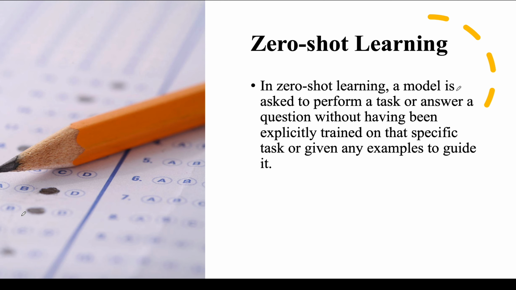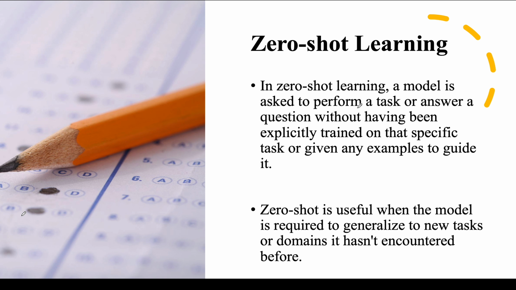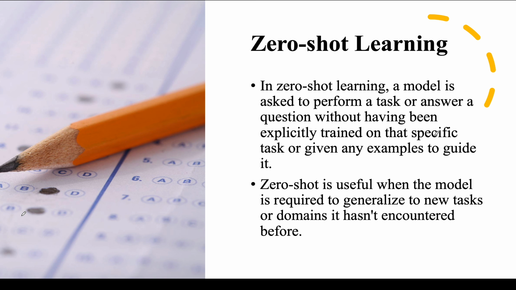In zero-shot learning, we ask the model to perform a task or answer a question without having been explicitly trained on that specific task or given any examples to guide it. Zero-shot is useful when the model is required to generalize to new tasks or domains it has not encountered before.